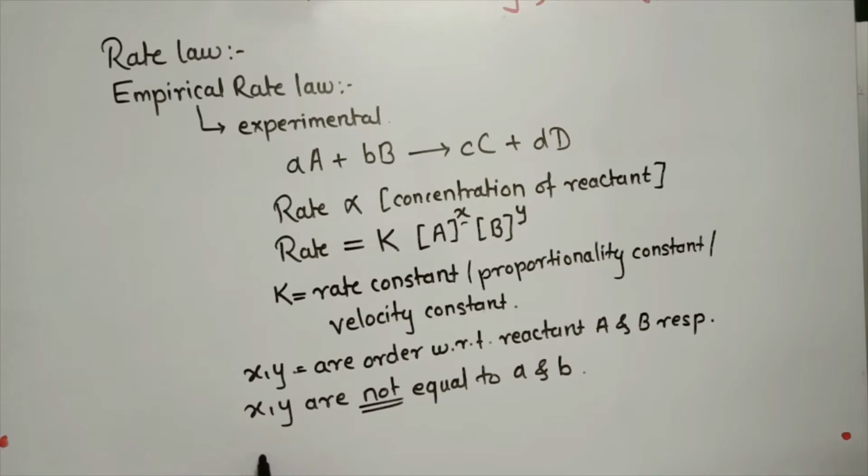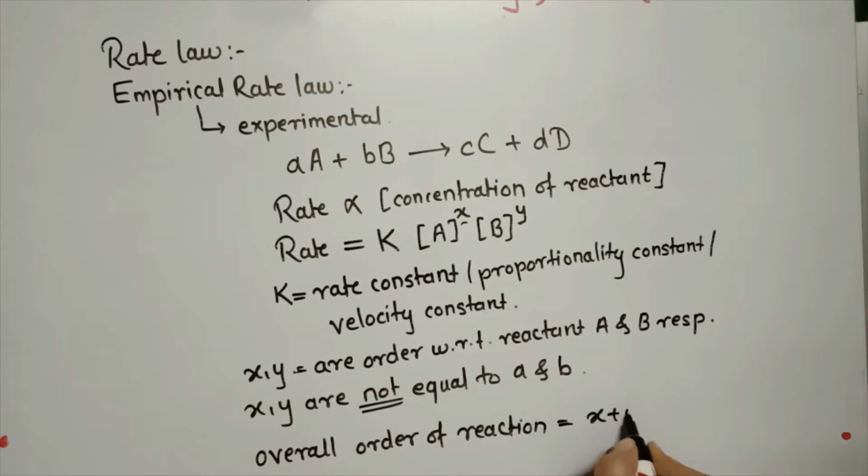So the overall order of reaction is equal to X plus Y. So the sum of the orders of the respective reactants expressed in a rate law is the overall order of the reaction. Is it clear to you now?